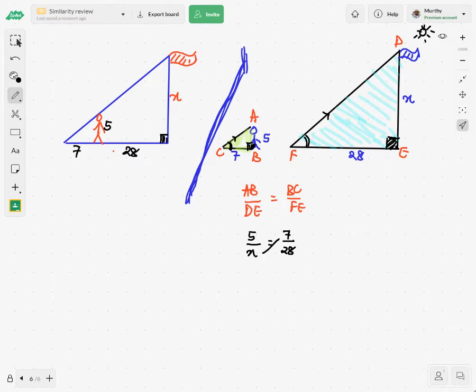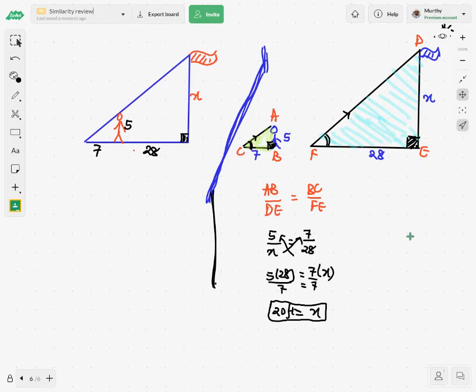Now you go for cross multiplication. It is 5 times 28 equals 7 times x. Then division by 7 on both the sides, the value of x. You can make use of a calculator, you get 20 feet. This is a pretty easy model, but the other scenario is slightly different and difficult.